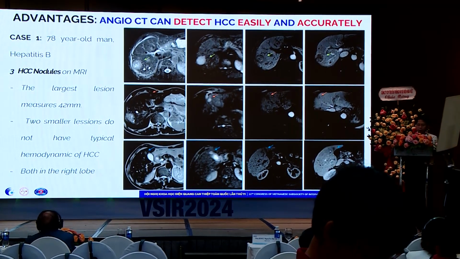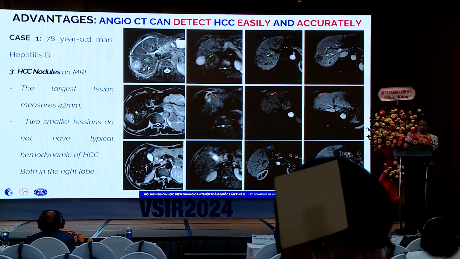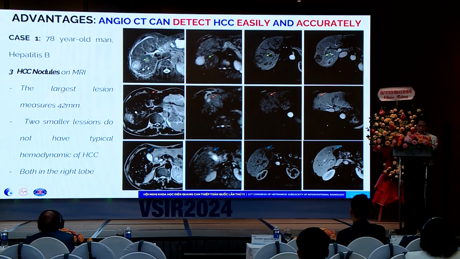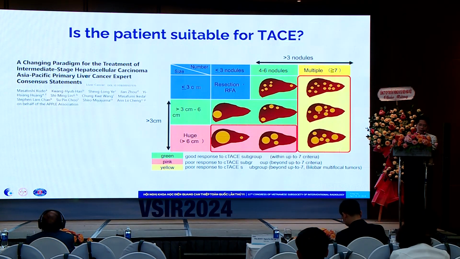So why should we use angio-CT for TACE? There are many advantages. Firstly, angio-CT can detect HCC accurately and easily. Let us see this clinical case. A 78-year-old man who has hepatitis B and has 3 nodules on MRI. The largest lesion is about 42 millimeters, and the 2 small lesions do not have typical hemodynamics of HCC on MRI. Most lesions are on the right. So is the patient suitable for TACE?